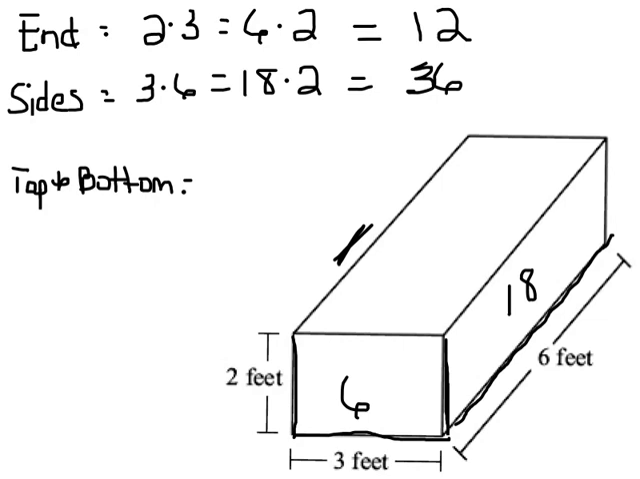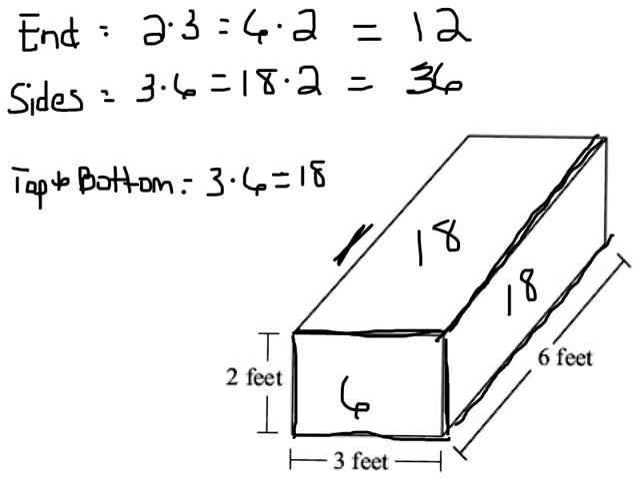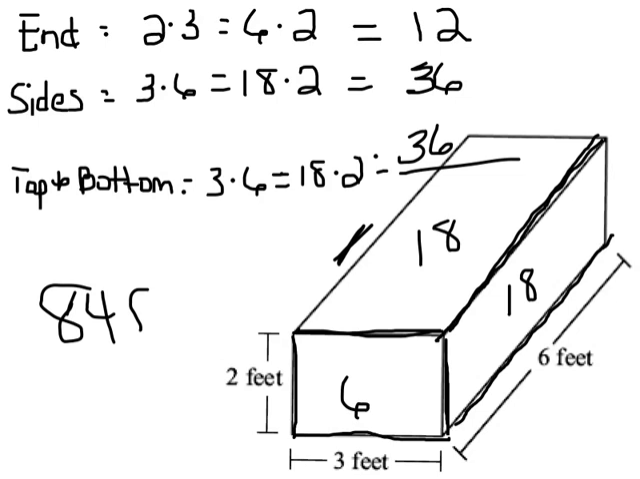All right, and then the top and the bottom. So this is 6, this is 3, so this is also 18. 3 times 6 is 18. 18 times 2 is 36. So then I'm going to add 36 plus 36 plus 12. So 36 and 36 is 72 plus 12 is 84. Now this is area, so it is just squared, 84 feet squared.